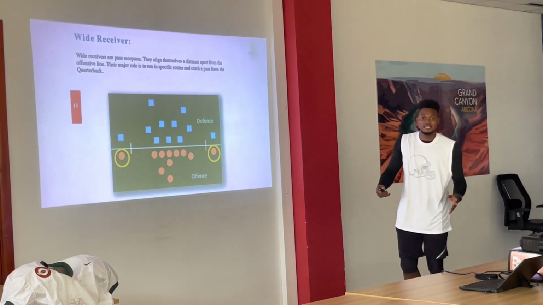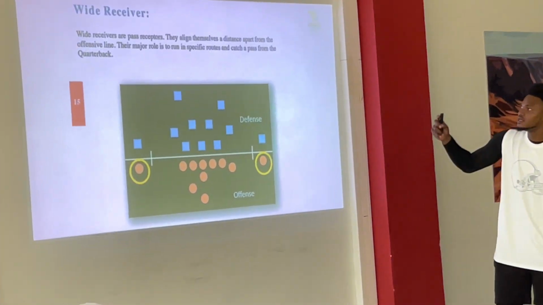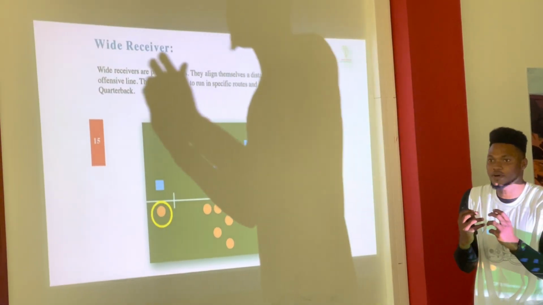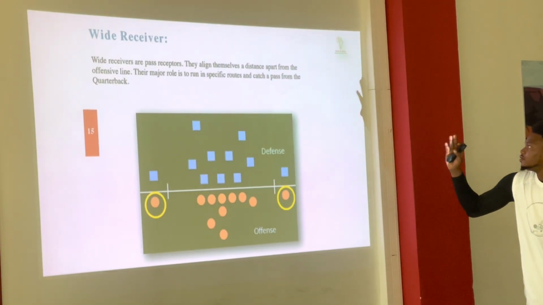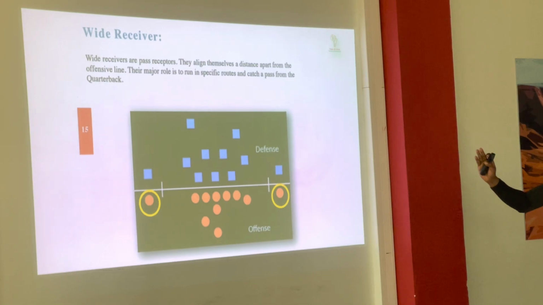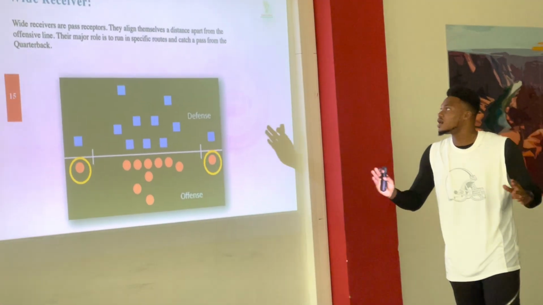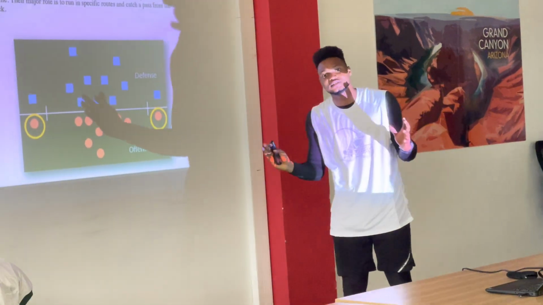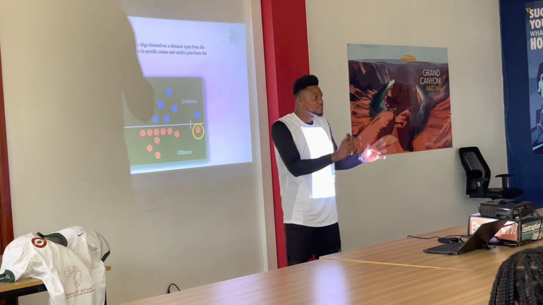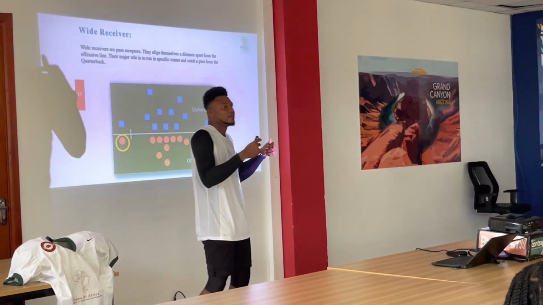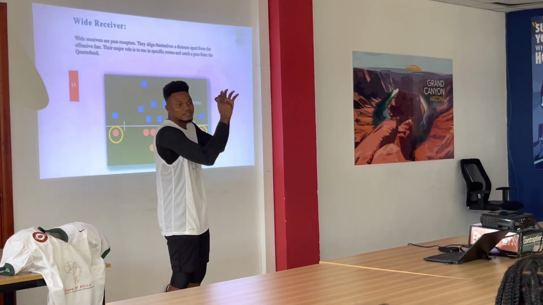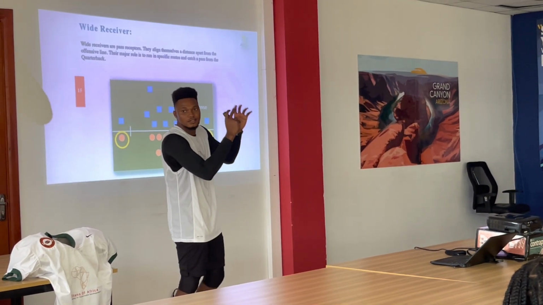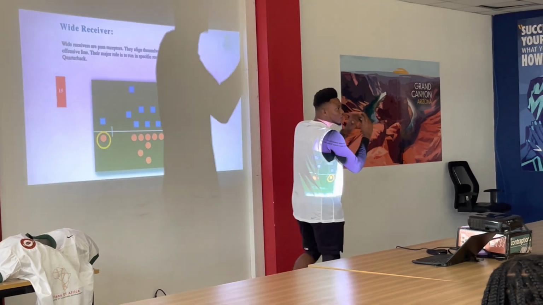Let's go to the wide receivers. The wide receivers are pass receptors. They receive the passes. They align themselves a distance apart from the offensive line. Their major role is to run specific routes and catch a pass from the quarterback. Just like I said in the beginning, a receiver positioned in the end zone and receiving a pass has gained a touchdown. Remember that? So the ones that receive the ball are known as the receivers.